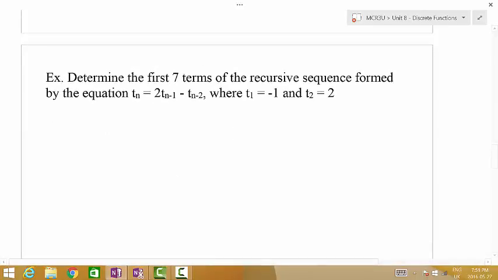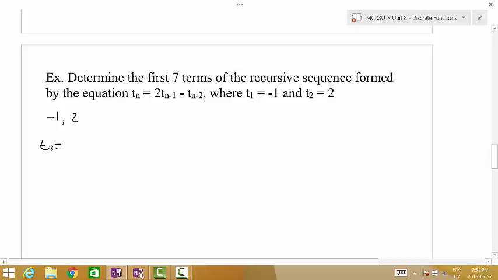We have another example. Determine the first 7 terms of the recursive sequence formed by the equation Tn equals 2 Tn minus 1 minus Tn minus 2, where T1 is negative 1, T2 is 2. So they're telling us, again, T1 is negative 1, T2 is 2, so we know those first 2 terms. We're going to start with T3.